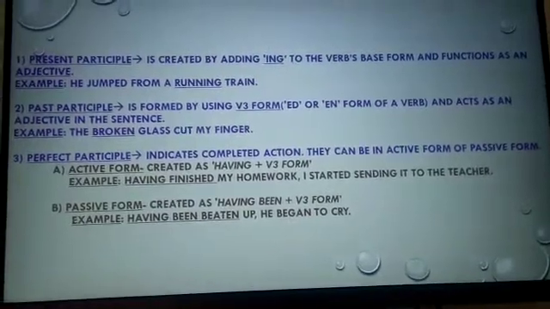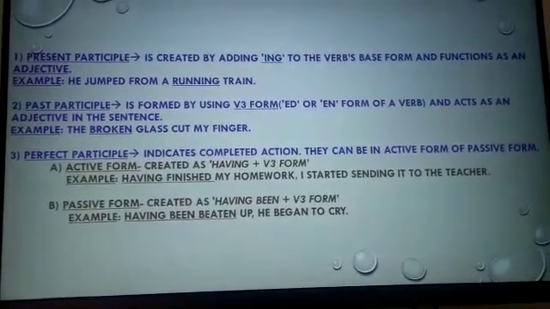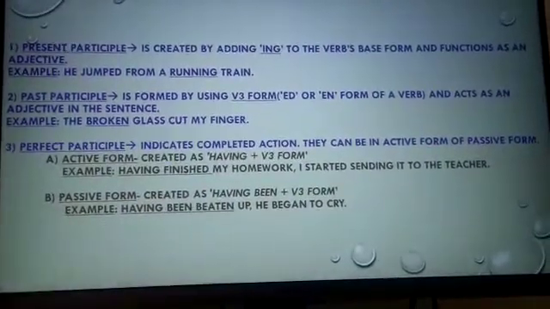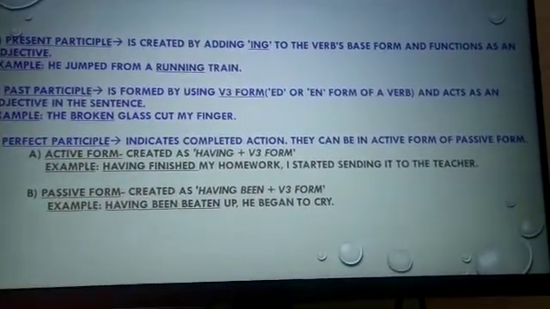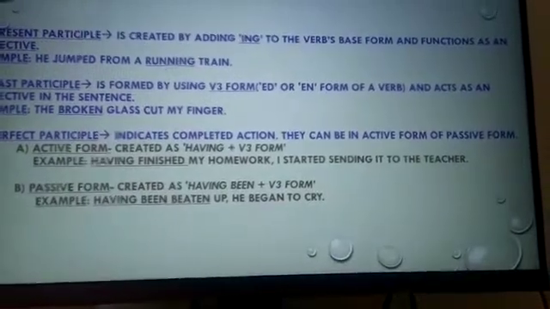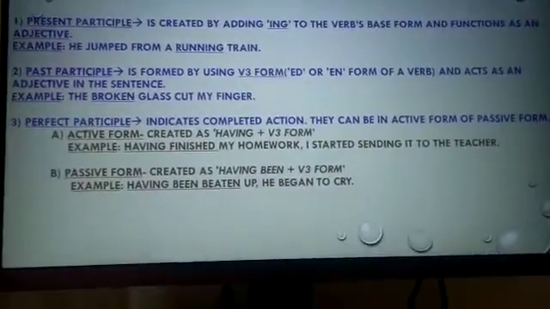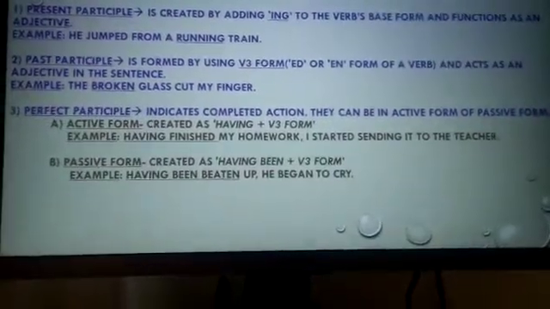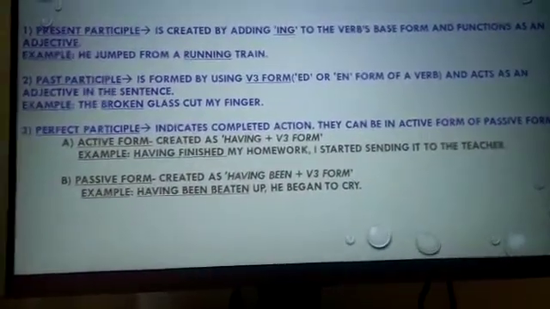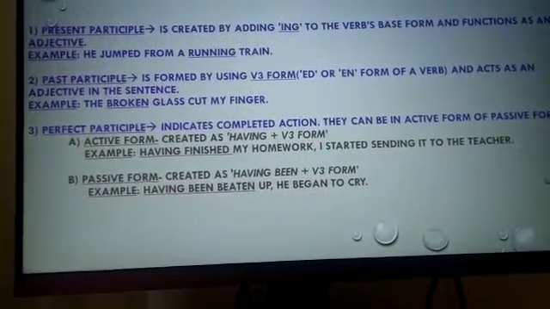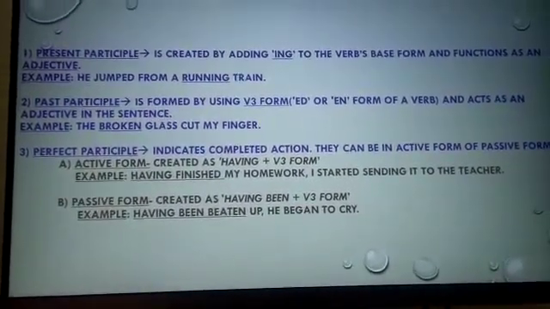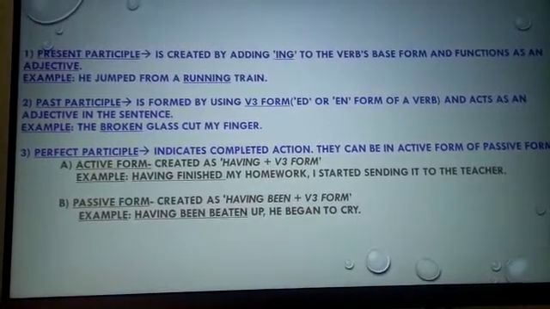Now the third type we will see is the perfect participle. A perfect participle indicates a completed action. They can be in active form or passive form. So what is a perfect participle? A completed action is called a perfect participle. It is in two forms. Now listen, the perfect participle has two forms: one is active form and the other is passive form. Let us see the active form first.